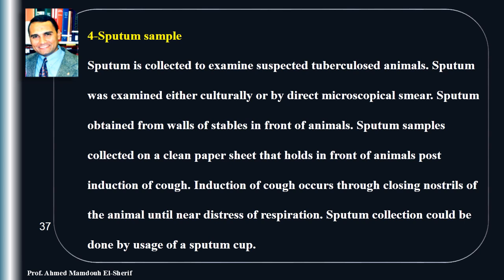A tuberculous animal normally coughs at dawn or during the cold periods. Cough is induced through closing of the nostrils of the animal until near distress of respiration. Sputum collection could also be done by usage of a sputum cup.